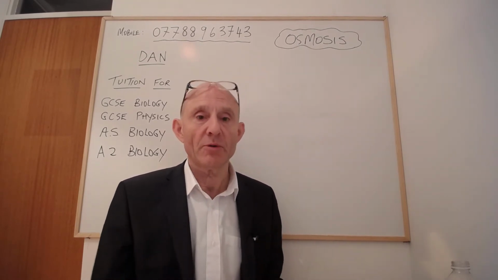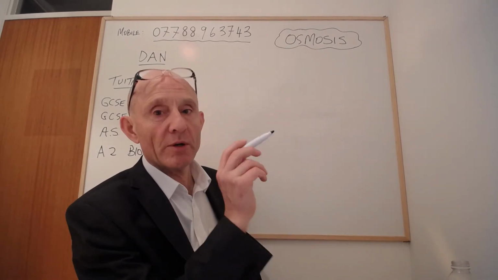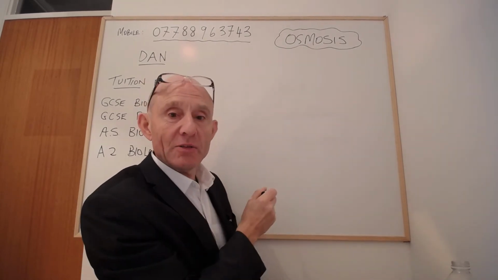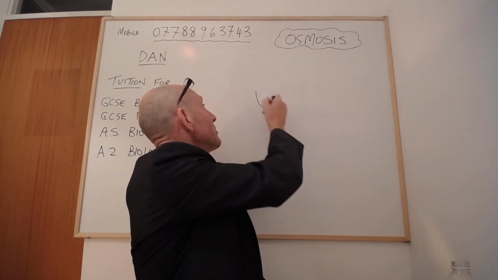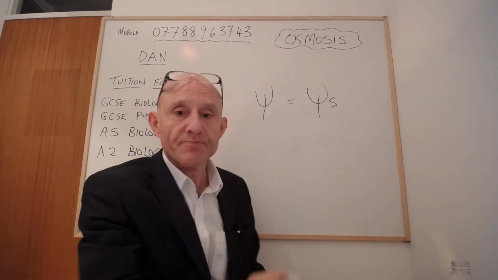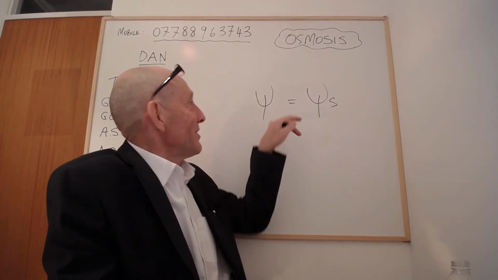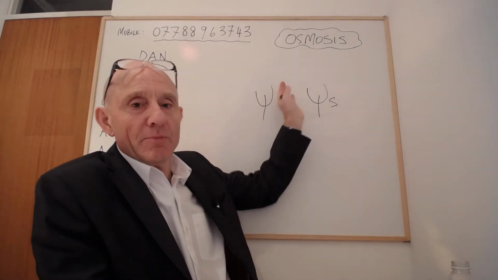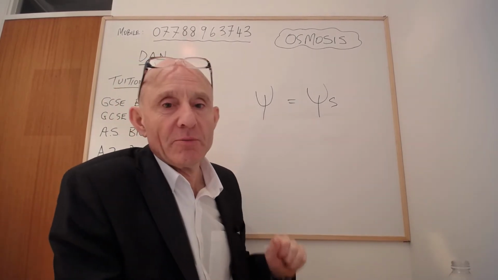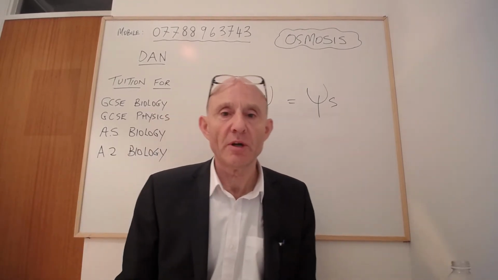Now, when we're dealing with animal cells or red blood cells, we're talking about how you get the water potential of a red blood cell. Well, it's exactly the same formula as we used before. The water potential for a red blood cell is equal to its solute potential. So it's the same as solutions. You might think this is a bit confusing, but essentially, if you know the solute potential of a cell, then you know its water potential. You have to get familiar with these terms.